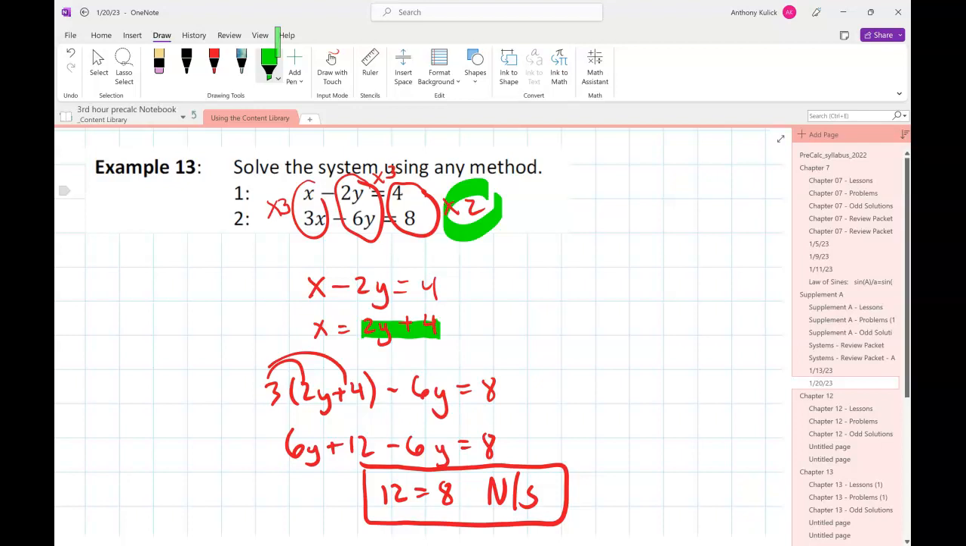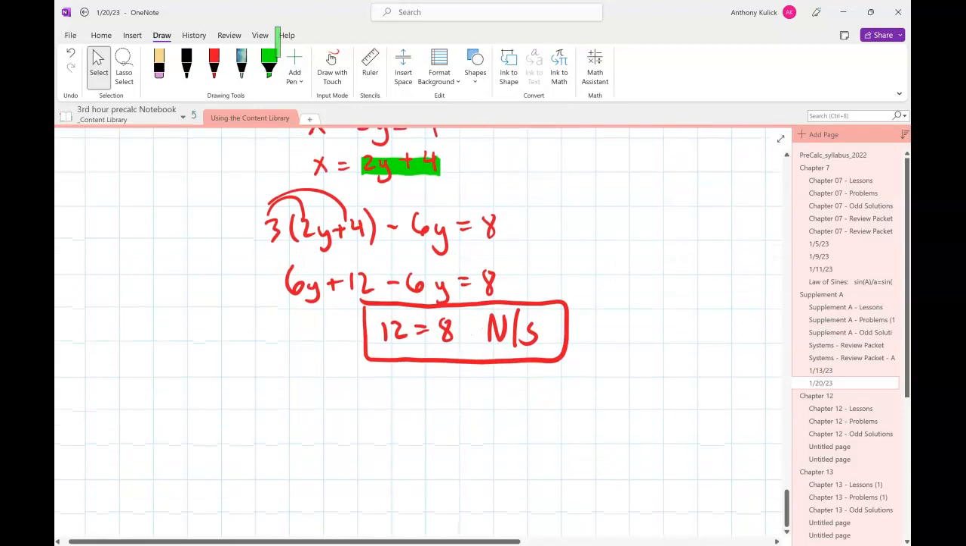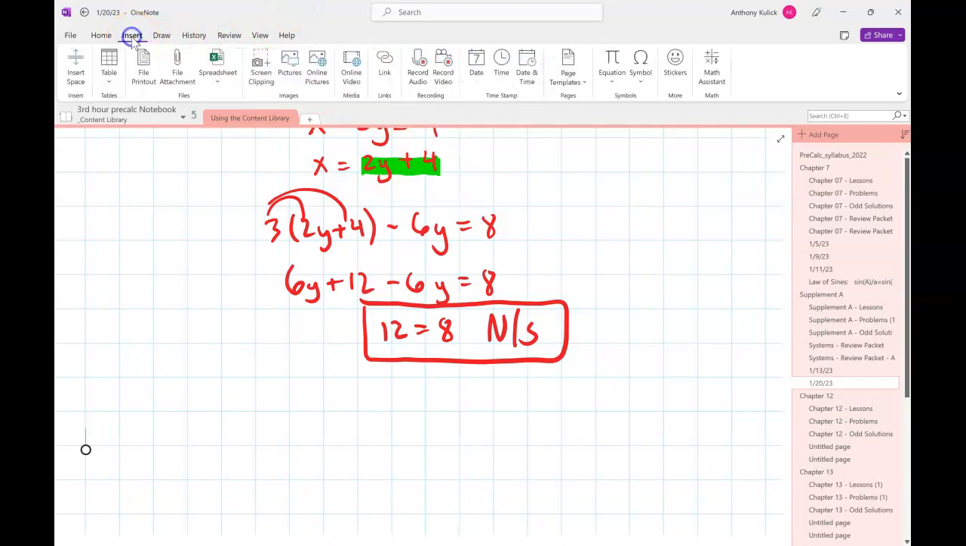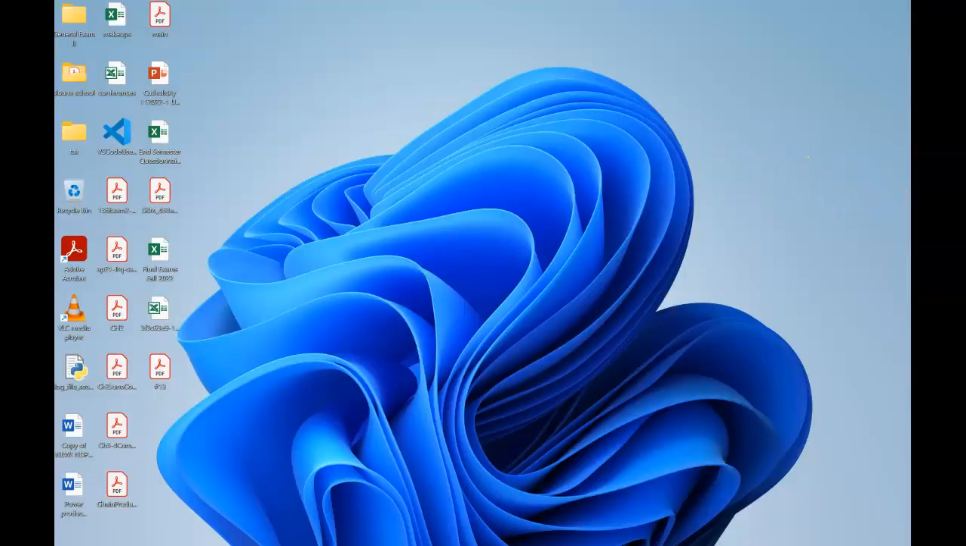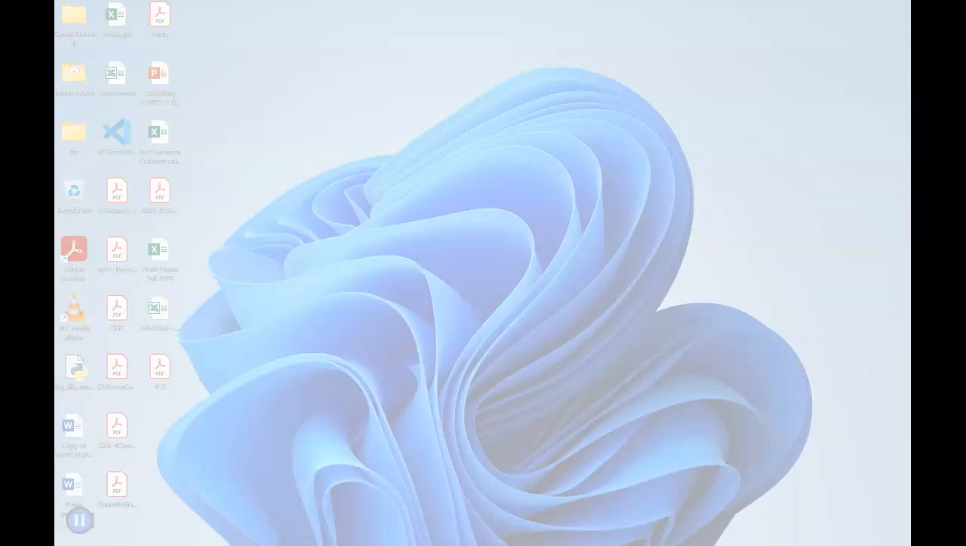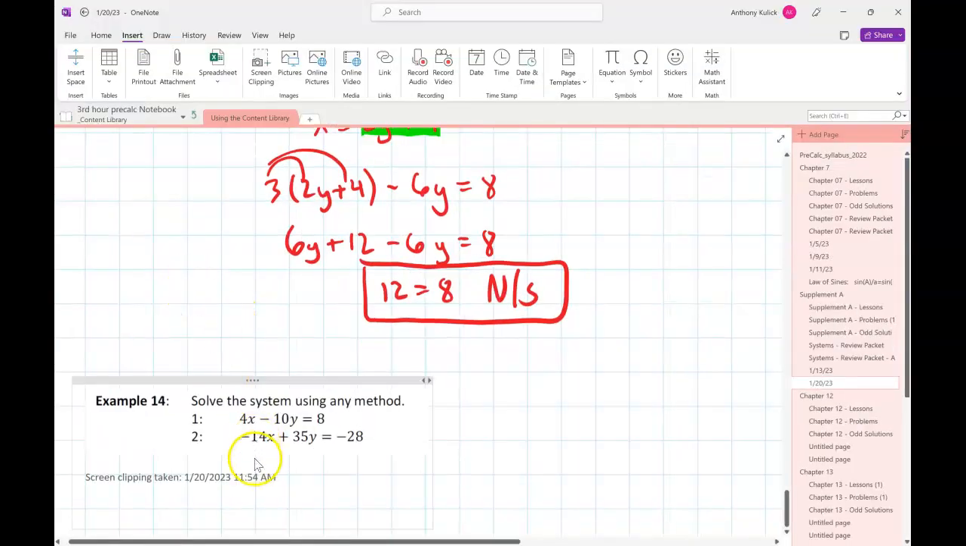Now, chances are you wouldn't notice that in a test setting. But if you did, you can make that claim, what I did right there, and just say no solution, be done. That is sufficient to say no solution if you're able to notice that. And boy, that saved a lot of work. Yeah. But you don't have to do it that way. But we talked about that last time, so it's worth bringing up again. Let's do this one.